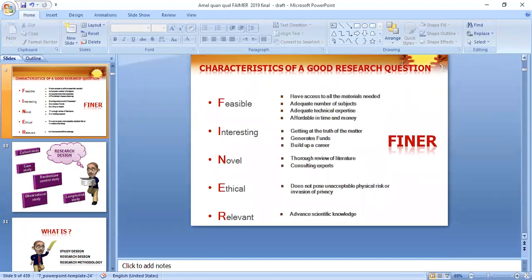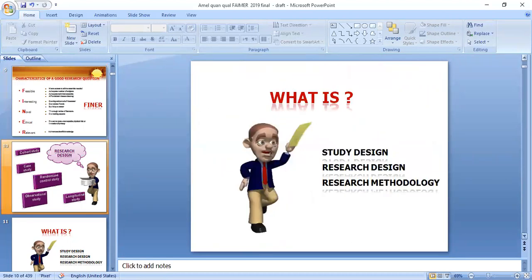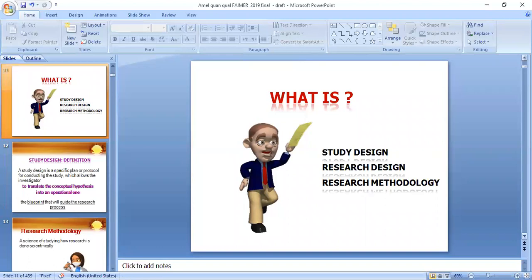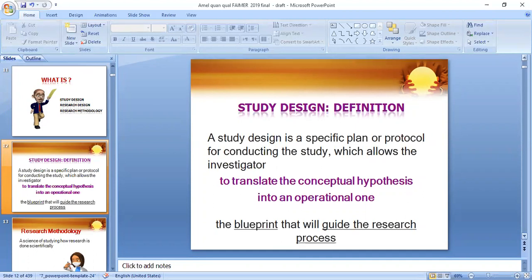So we have three terminologies. What is research methodology? It is the same as research design. It is the same as study design. So study design is a specific plan or protocol for conducting the study, which allows the investigator to translate the conceptual hypothesis into an operational one.